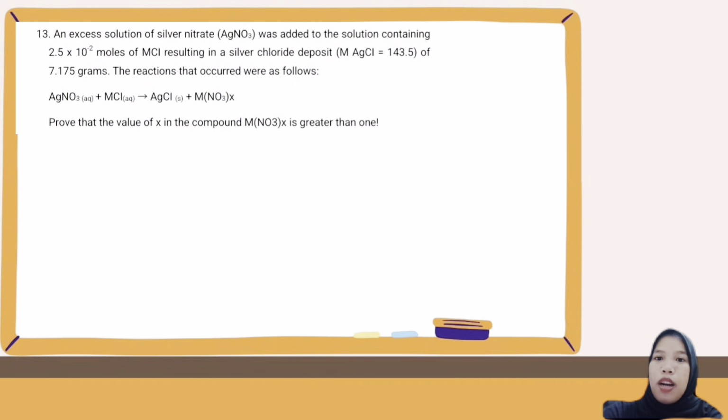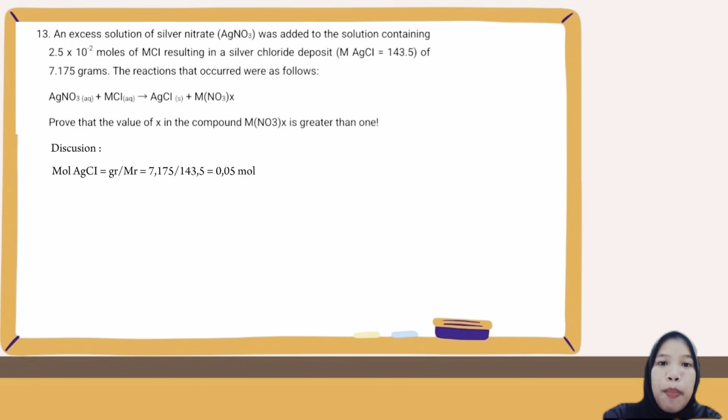In this question, we are asked to prove that the value of X in the compound MnO3X is greater than 1. Discussion. Moles of AgCl equals mass divided by Mr equals 7.175 divided by 143.5 equals 0.05 mole.